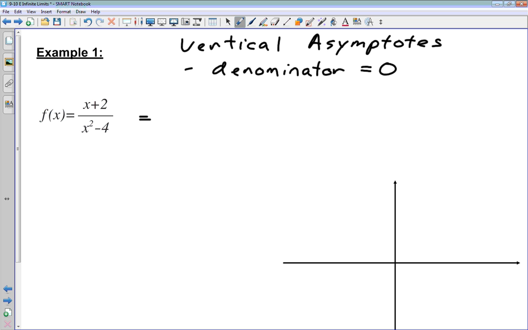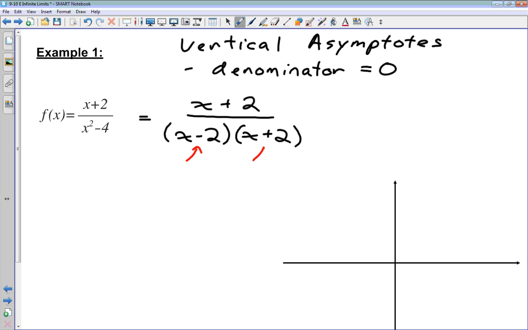When we were working with this function before, we factored the denominator. We rewrote this as x plus 2 over x minus 2 times x plus 2. If we look at this function and just ask where the denominator is equal to 0, that suggests that there are going to be two vertical asymptotes. One from this term, which is going to be x equals positive 2, and another one from this term, x equals negative 2. There aren't two vertical asymptotes for this function, right?